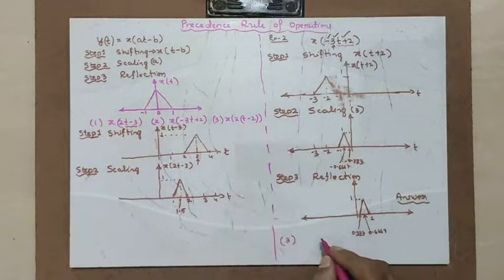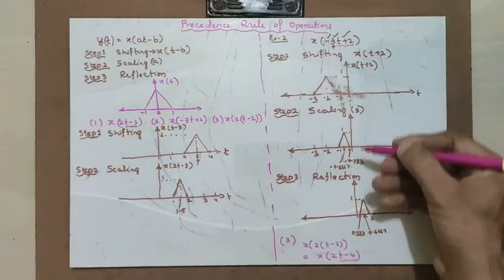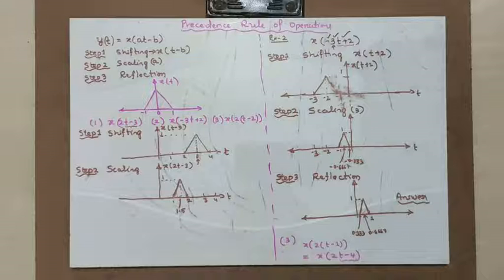X of 2, in bracket t minus 2, is there. It is simple to solve this. You take this 2 inside the bracket: X of 2t minus 4. Correct? Very simple. Now what is the first step? The first step is to have shifting, t minus 4. Then the next step is to have scaling by a factor of 2. Very simple example. You can do this, but see to it that this order of shifting, scaling and reflection is preserved so as to solve the complex example.